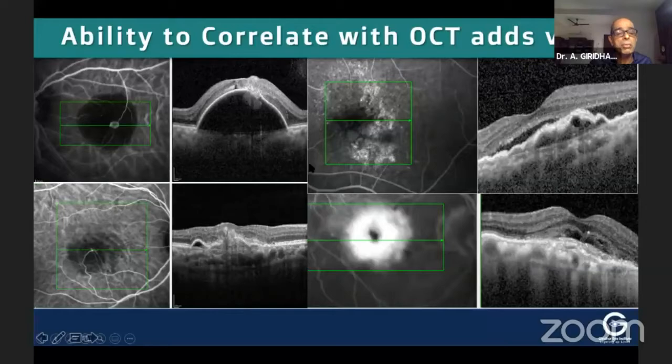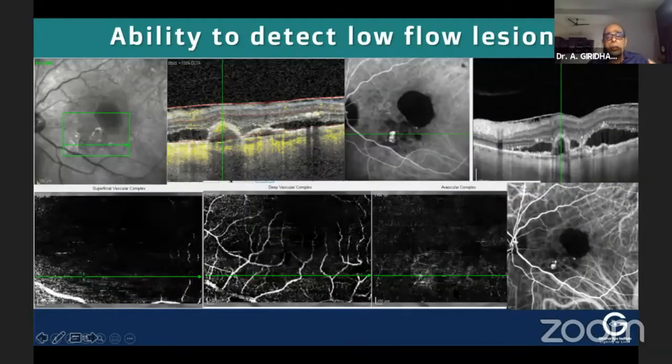You can see here the beautiful hyperfluorescence right in the center of the PED in a case of a RAP, and when you do the OCT there, you can see this split in the retinal pigment epithelium through which the neovascular network is growing, and also the classic CNVM. Ability to detect low flow lesions. This again is very, very important.